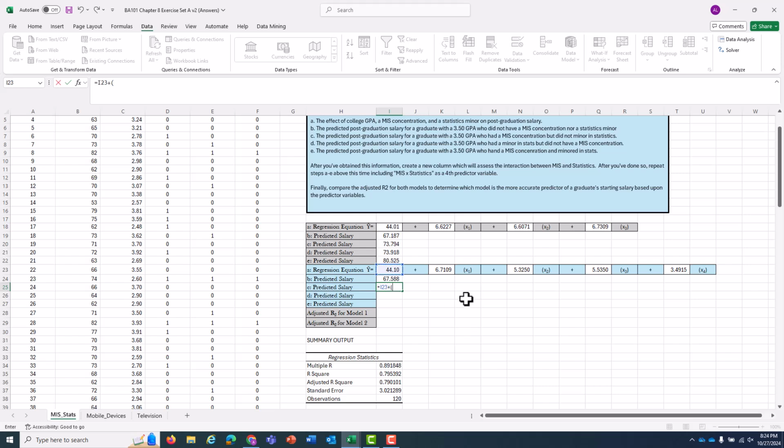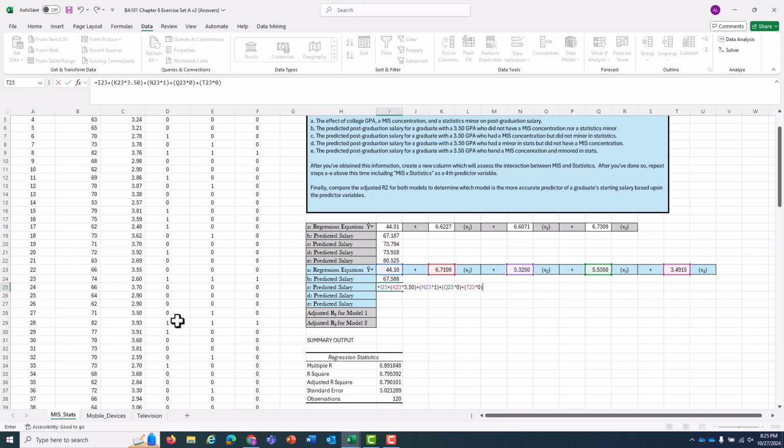44.10 plus the slope for GPA times the GPA we're testing for, which is still 3.50, plus, in this case, the slope for the MIS concentration in C. The student has the MIS concentration but did not have a minor in statistics, so that would be a 1 here for the MIS concentration variable, plus the slope for statistics, and the student doesn't have a minor in statistics, so that would be a 0. And then lastly, the interaction variable slope of 3.4915 would also be a 0.